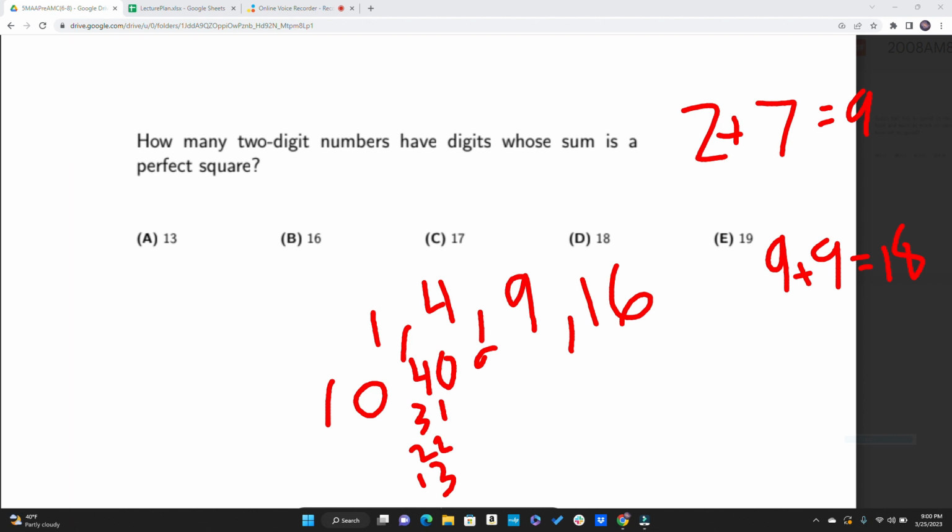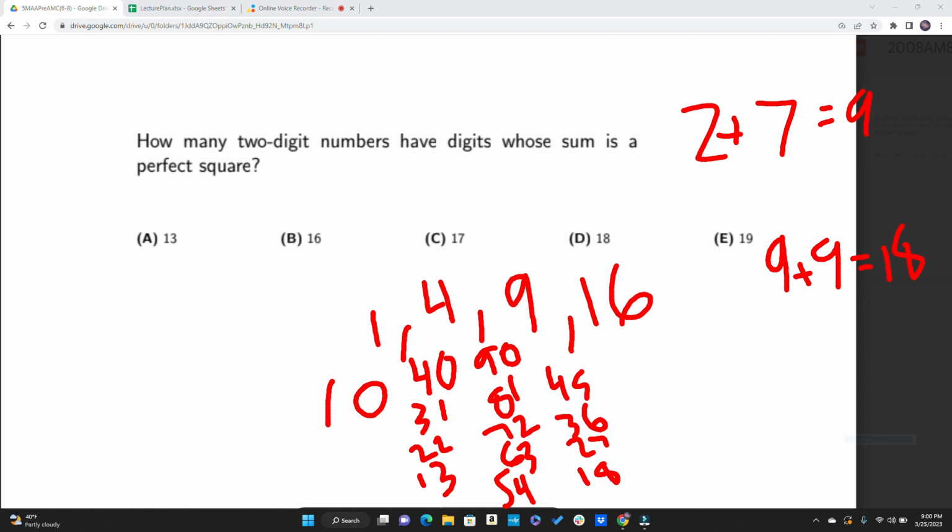Okay, what's next? We've got 9. You do 9 and 0, 8 and 1, 7 and 2, 6 and 3. I'm going to run out of room. 5 and 4, 4 and 5, 3 and 6, 2 and 7, 1 and 8. Right? Again, we can't do 0 and 9. That doesn't work.